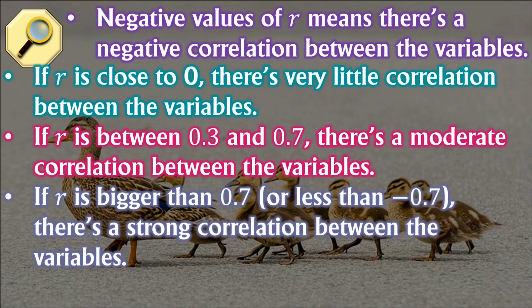And if R is bigger than 0.7 or less than -0.7, then there's a strong correlation between the variables. There's a very strong connection. Knowing something about the explanatory variable tells you a lot about the response variable. You're going to be really good at predicting its values with your regression line.